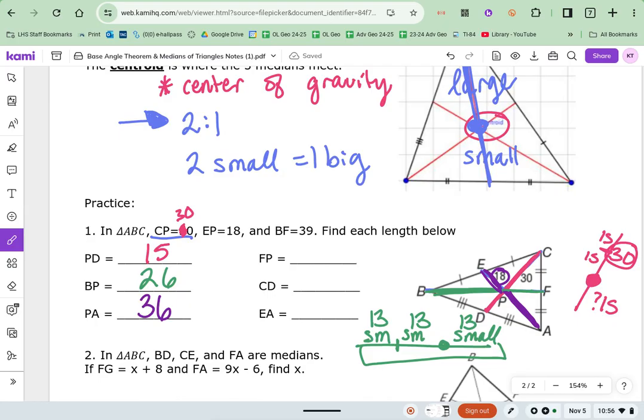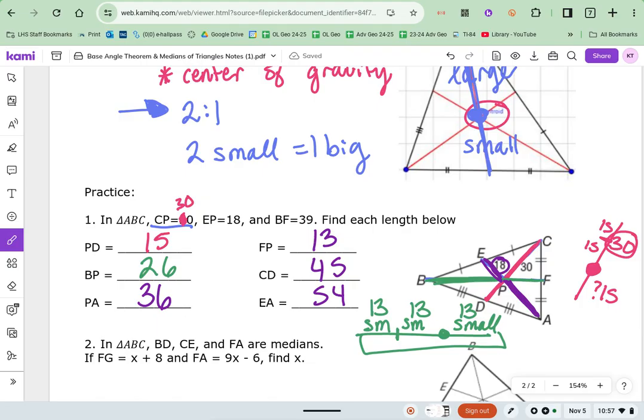All right, go ahead and pause the video, talk with your groups, work on those missing 3, unpause the video when you're ready to check your work. All right, so here are your solutions on this one. So FP is 13, CD is 45, and EA is 54.